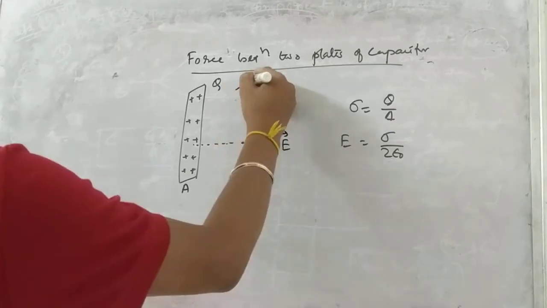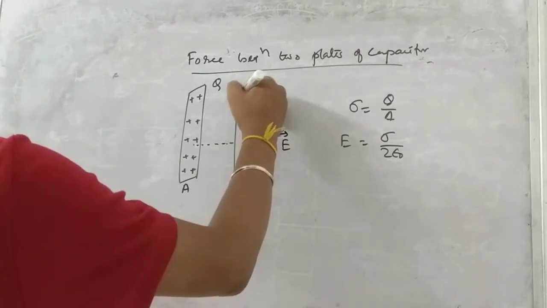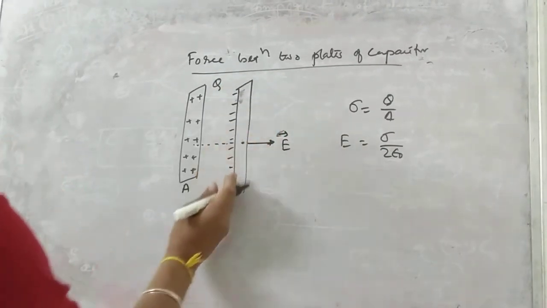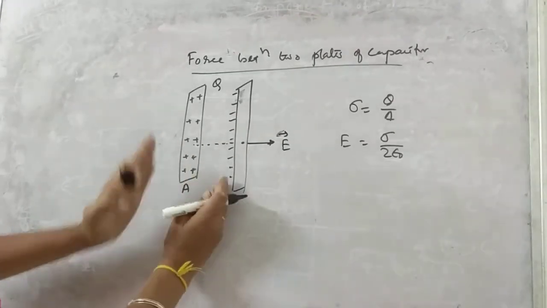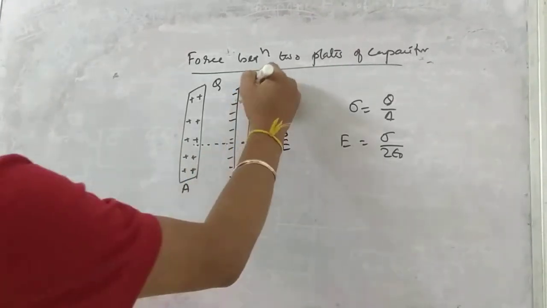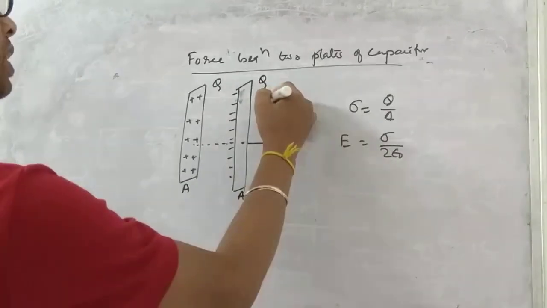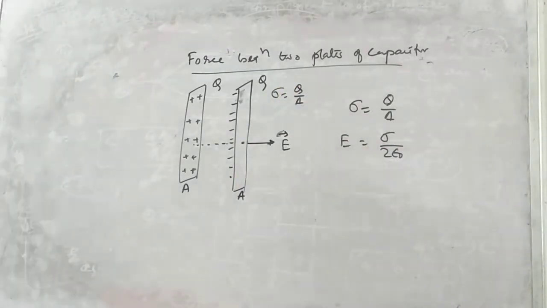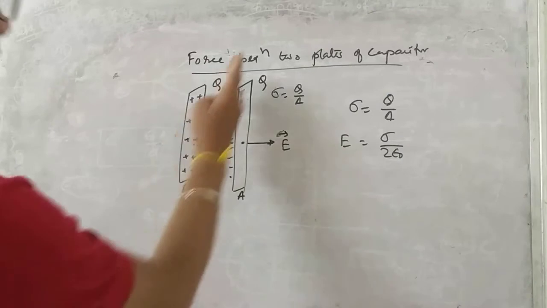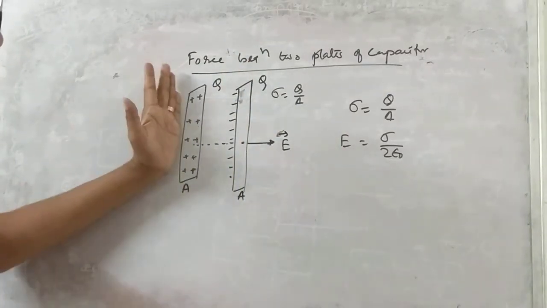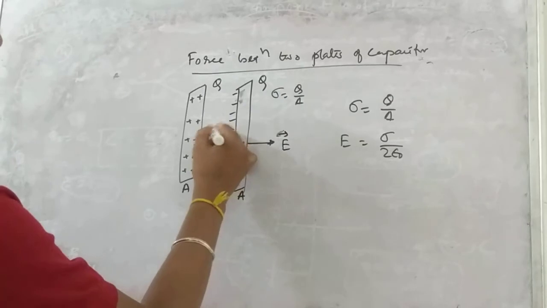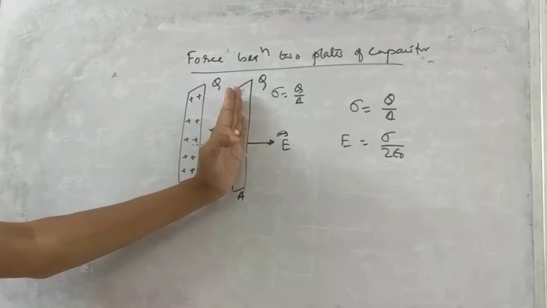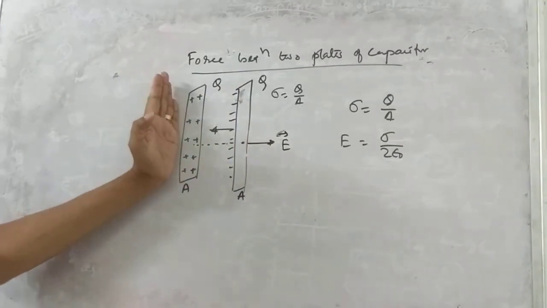Now if you place another plate which is negatively charged, and this negative charge faces this positive charge, how much charge? The same charge Q, area A. Similarly here also the negative charge density sigma is Q by A. Then this negatively charged plate will be attracted by this positively charged plate, towards the positive charged plate.